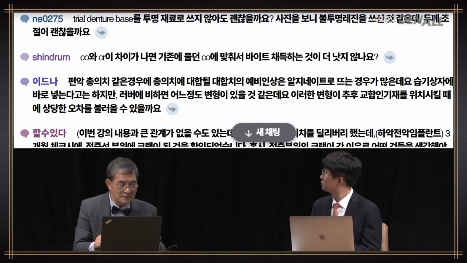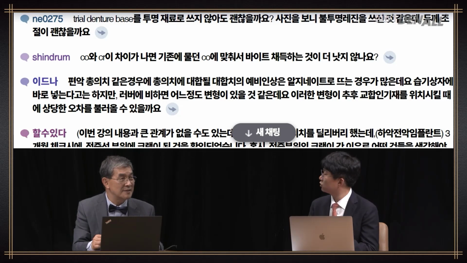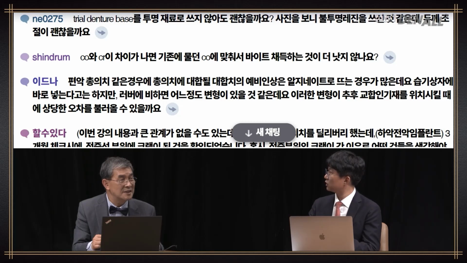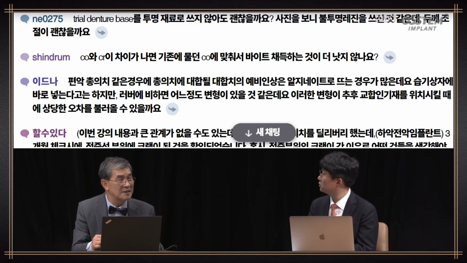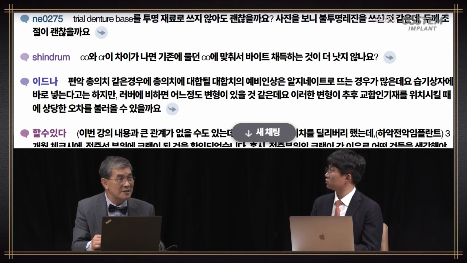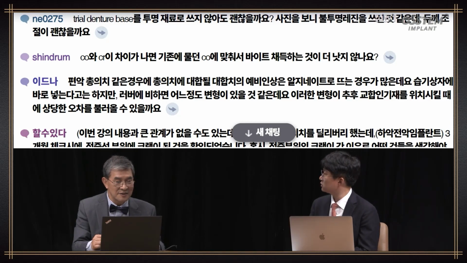NE0275. Is it okay not to use a clear material for trial denture base? In your photo, opaque resin is used, and can you adjust the thickness? If possible, the border should be filled to show the retention, and the denture base should not be too thick, as where the wax rim is mounted will have artificial teeth arranged. But I'm not sure about the clear material.